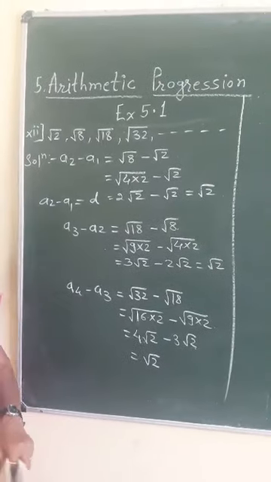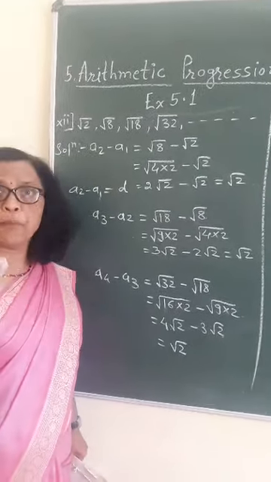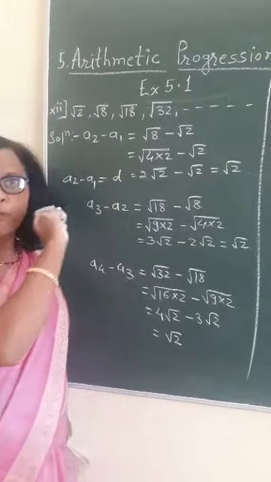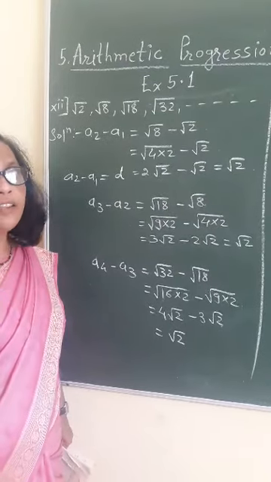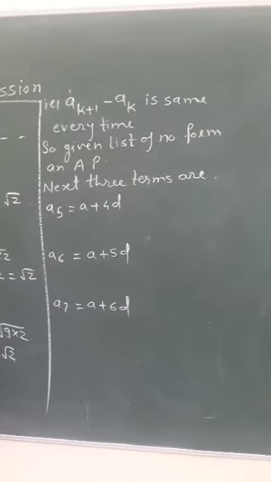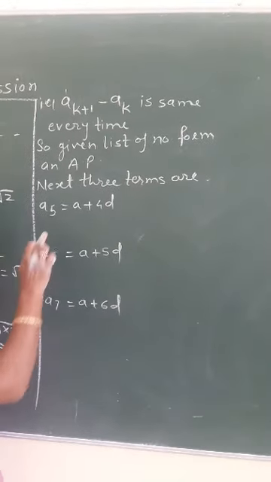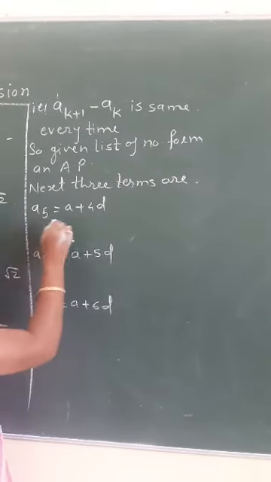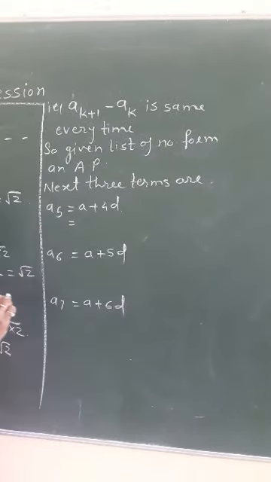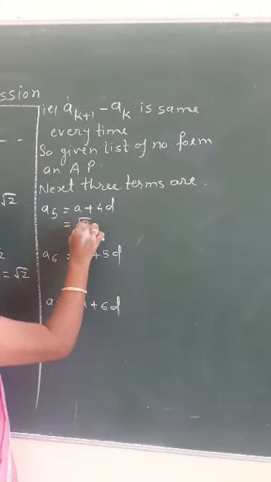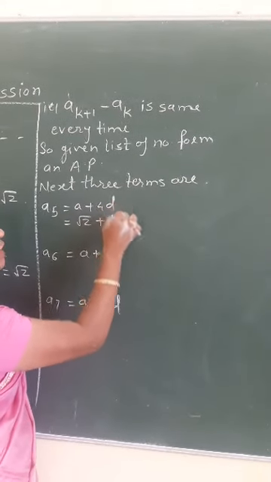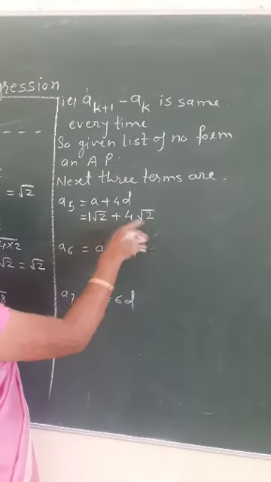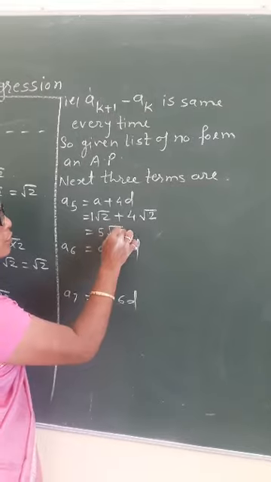Means here we can say A(k+1) minus A(k) is the same every time. Therefore, the given list of numbers forms an AP. So, we have to find the next three terms, right? We have to find A5, A6, A7. A5 is a plus 4d. Now, what is the value of the first term? That is root 2. And 4 as it is, and d value is root 2. This is 1 root 2 plus 4 root 2 is 5 root 2.